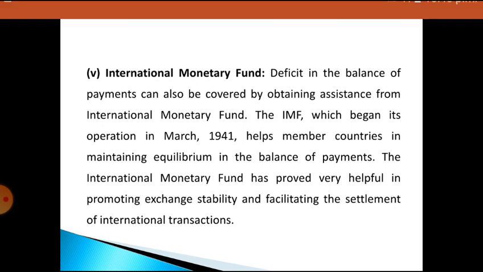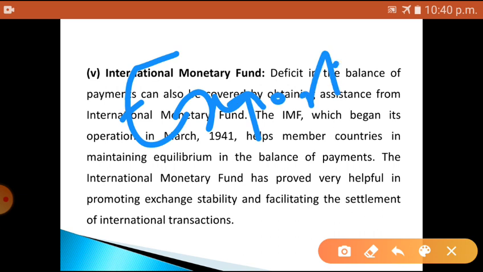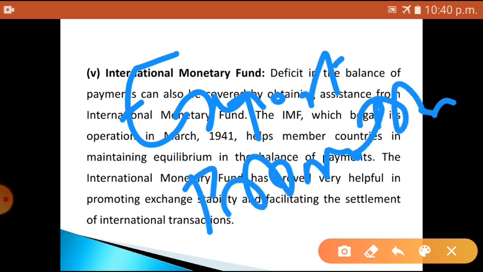Export promotion means the government should encourage the exporters by providing various facilities, concessions to the manufacturers and exporters, subsidies, and loans at a low interest rate. Apart from that, imports should be discouraged, by putting high taxes, high tariffs, or import duties.